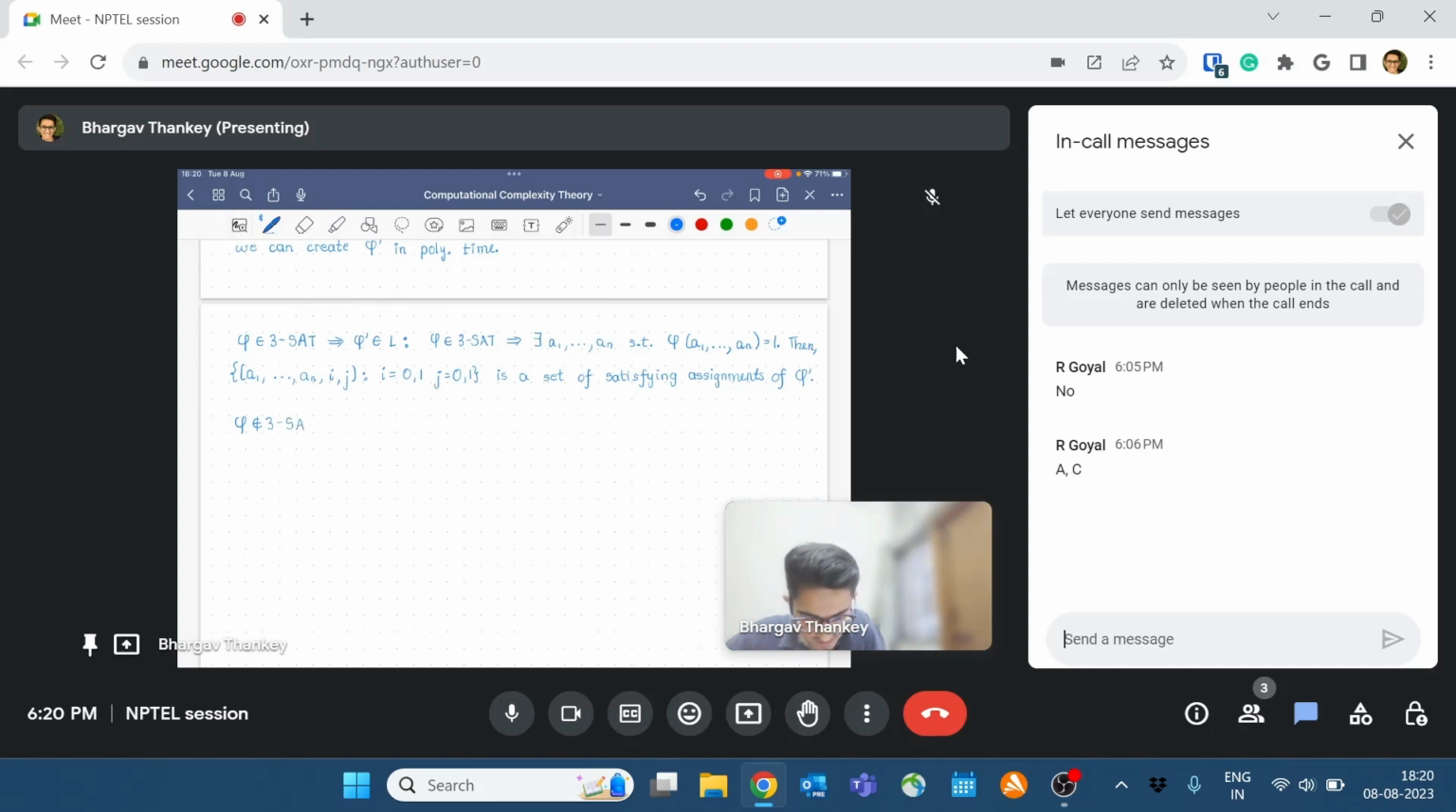Wait, do I want to show the contrapositive of it? Yeah, I can. Let me just do it like this. So suppose phi prime is in L implies phi is in 3 sat.